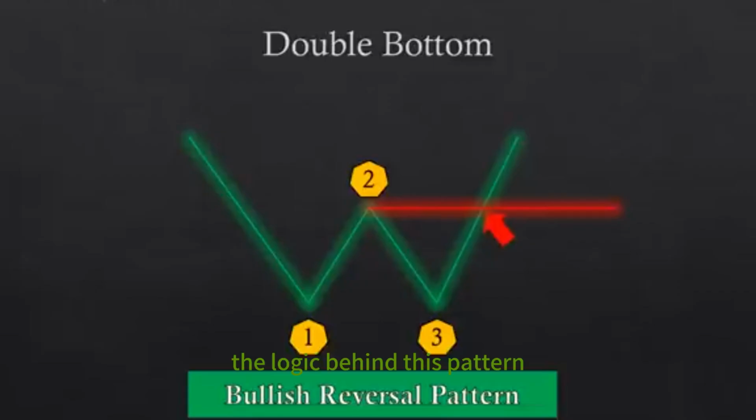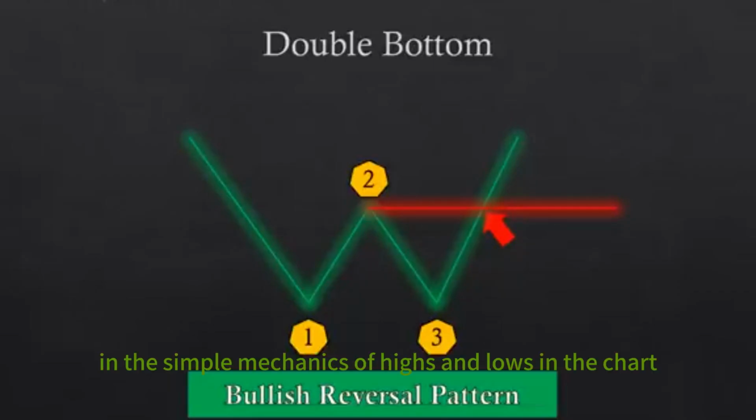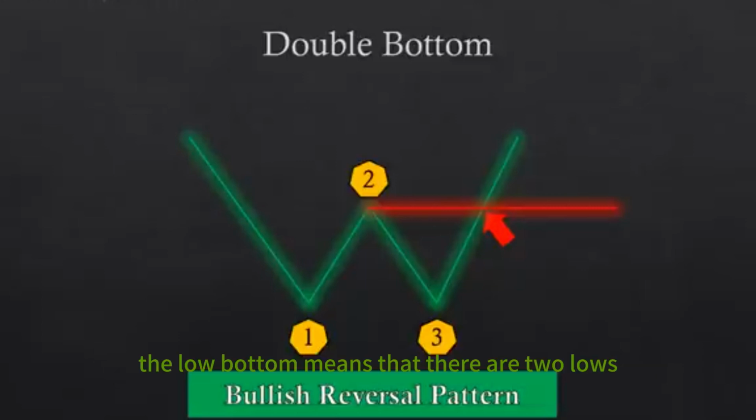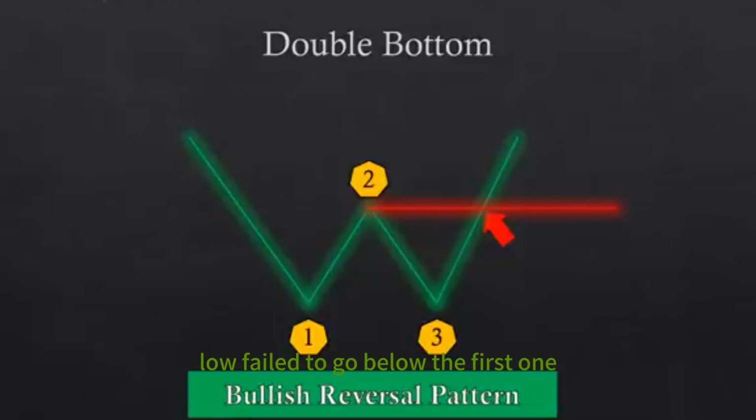The logic behind this pattern lies once again in the simple mechanics of highs and lows in the chart. A double bottom means that there are two lows hitting the same level, and that means that the second low failed to go below the first one. This is a sign of weakness of the sellers because they were not able to surpass the last level they created themselves. If price is able to break above the high in between these two lows, it means that buyers are gaining power over the sellers.